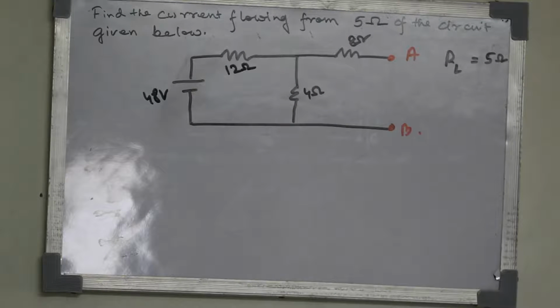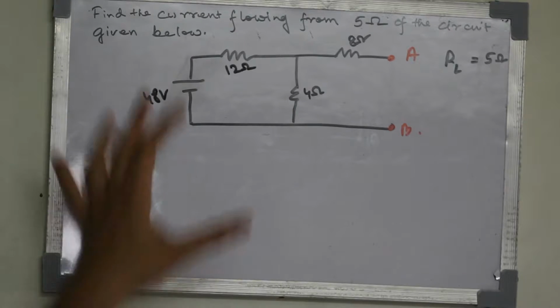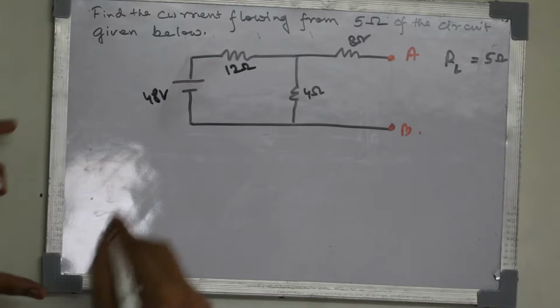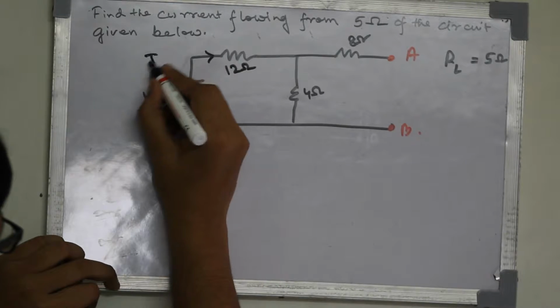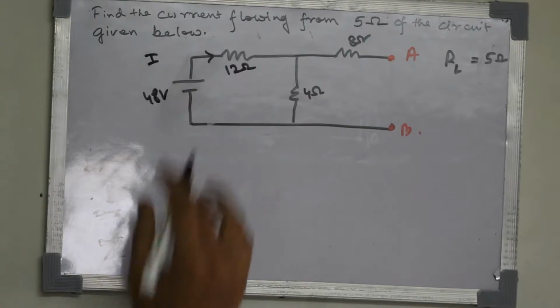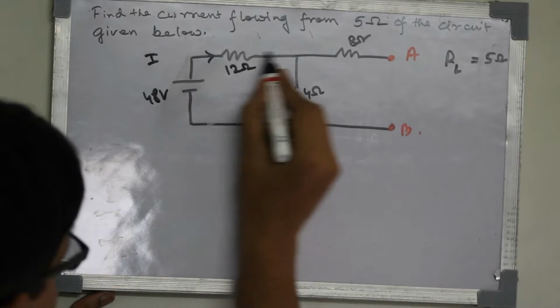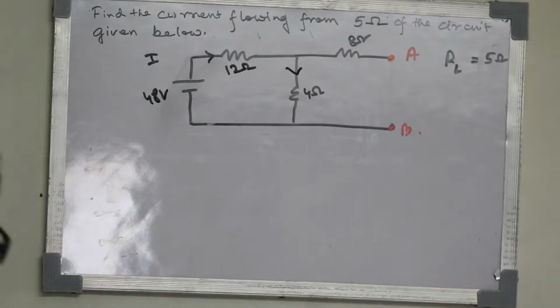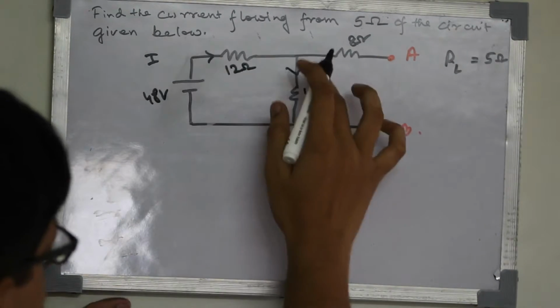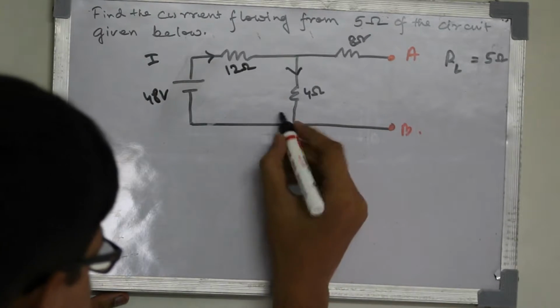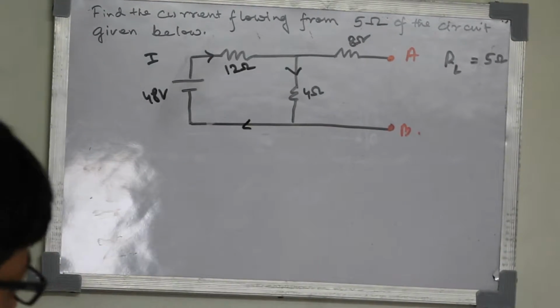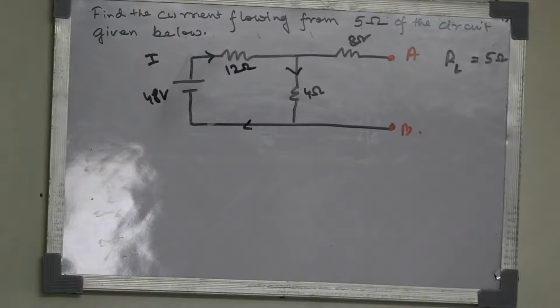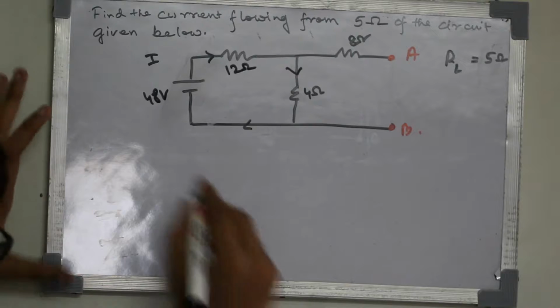Now in the next step we have to find how much current is flowing in this circuit. So let the current be I, flowing from here. Then it will come this way and go down, because here the circuit is open, so the current will not go that way. It will go here and come back again here. So this will create a small mesh. Now we have to find how much current is flowing in this mesh.